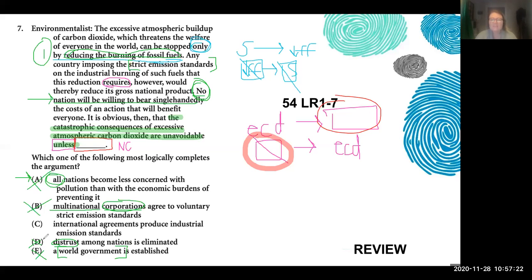So even if you don't love C, I think this is an answer choice that you definitely can get to even pretty quickly just by eliminating the wrong answers. But then C, international agreements produce industrial emission standards. Yes, because what if international agreements do not produce this? We need more than one country to be able to handle this industrial emission standards, right? So this is combining what Mel and Katie said earlier, that why do these two things matter, which is what C gives us. Any questions on this one?